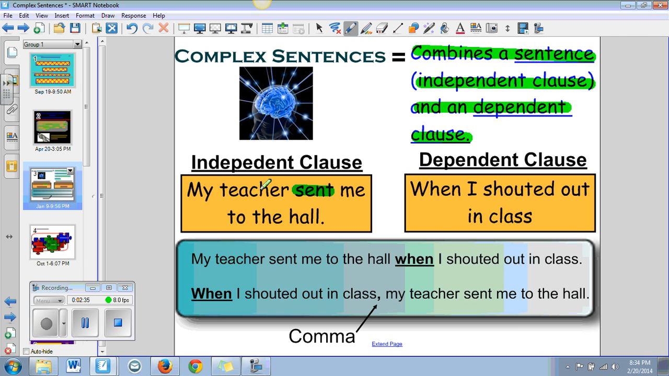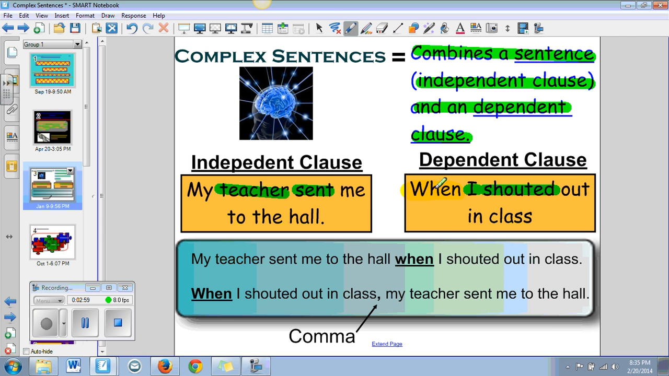Sent would be my verb. Who sent? Teacher. Let's go to our dependent clause. What is our verb? Shouted. Who shouted? I. Now remember, there's something about this that makes it dependent. That is our subordinating conjunction. And here, our subordinating conjunction is the word when.